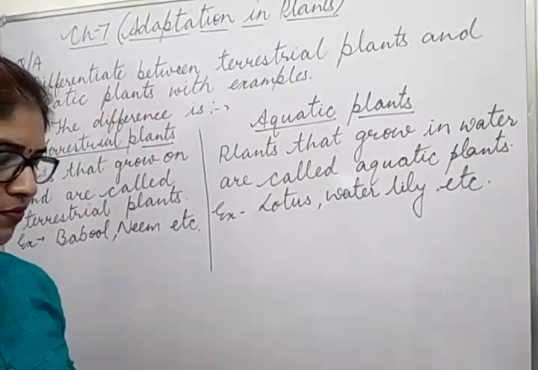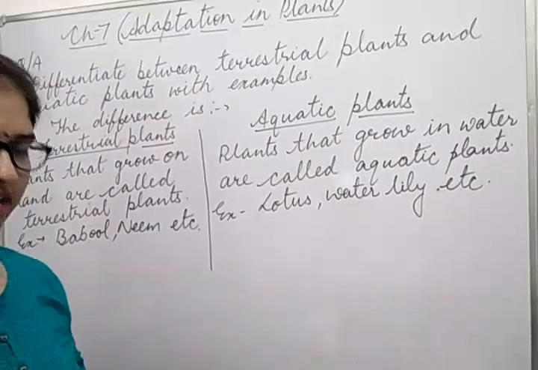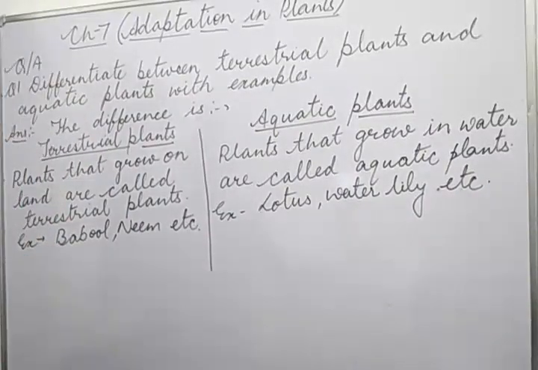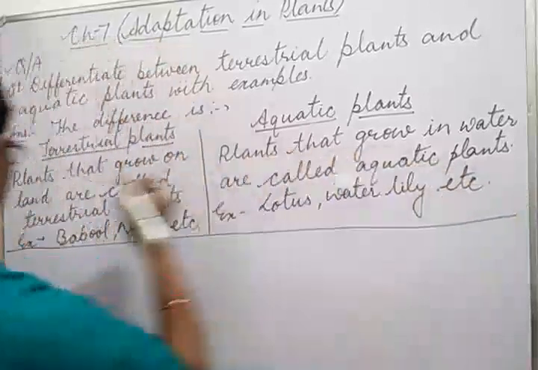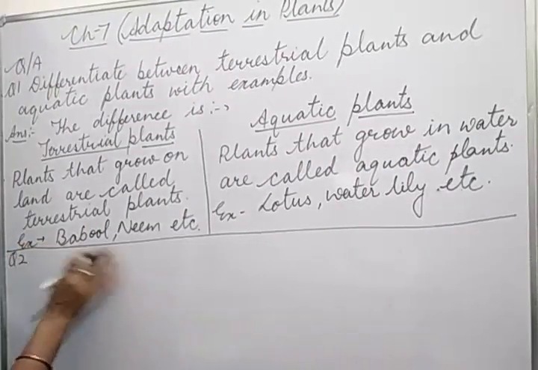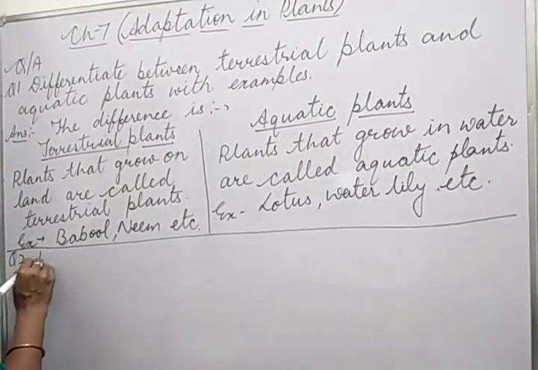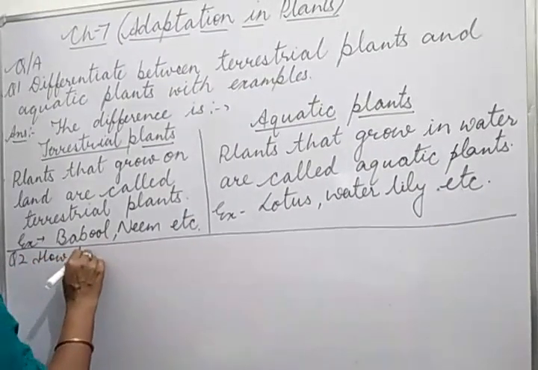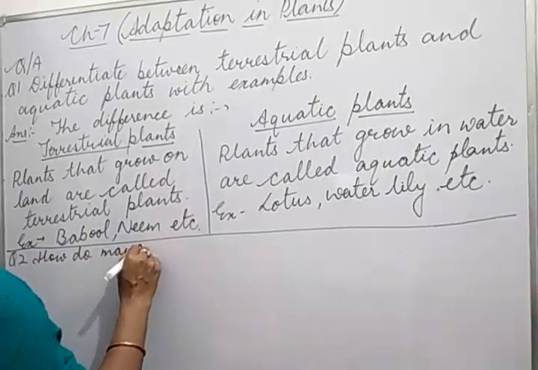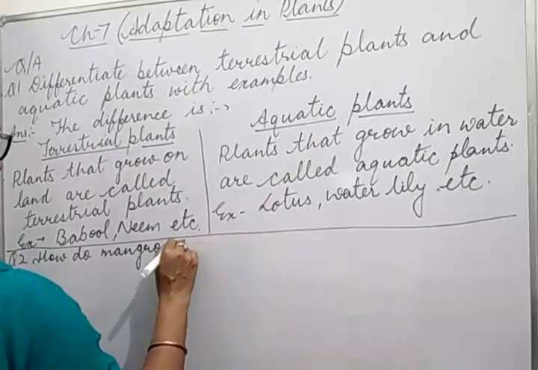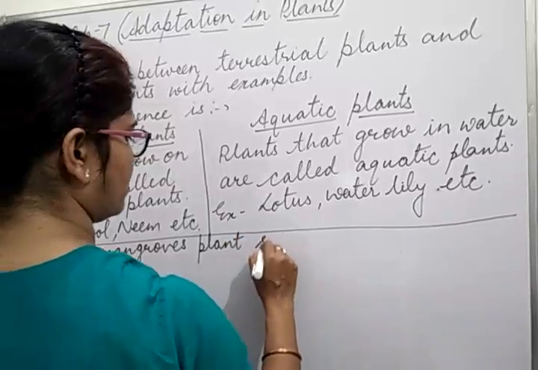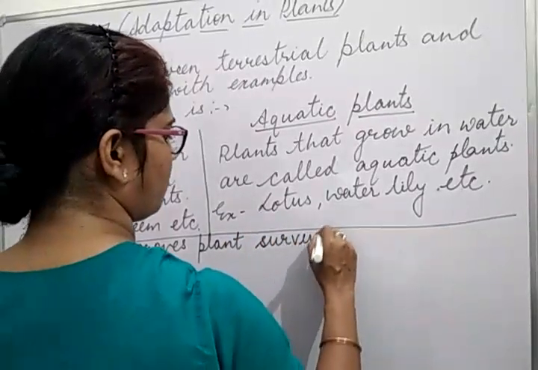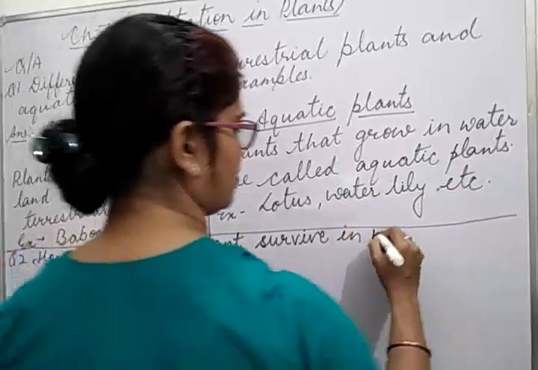Now question number 2. What is question number 2? How do mangroves plants survive in marshes? And you can draw this line with the help of scale. Now question 2. How do mangroves plant survive in marshes?